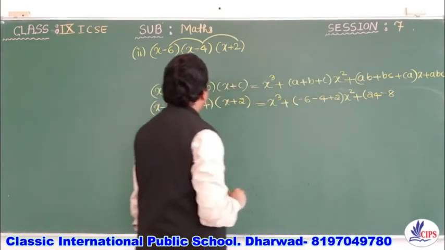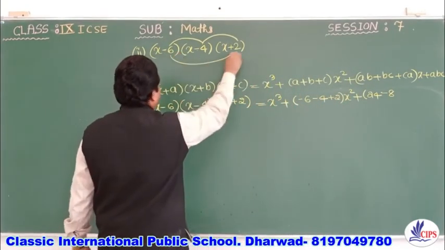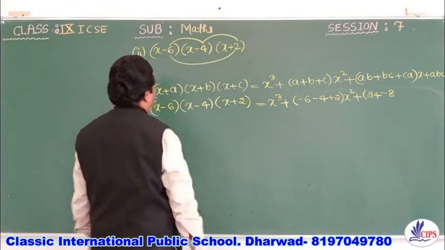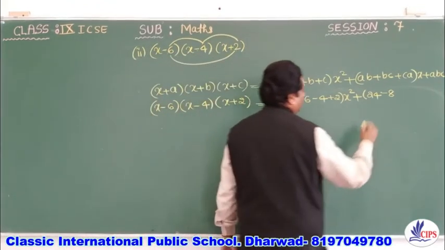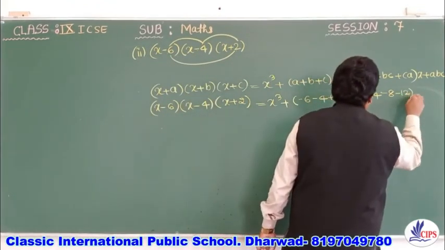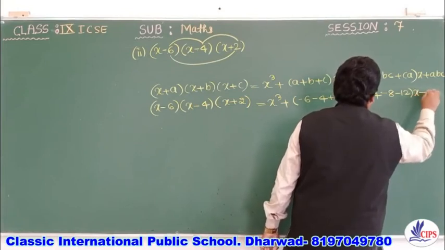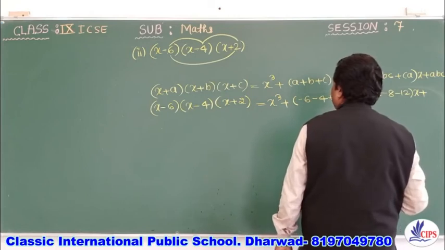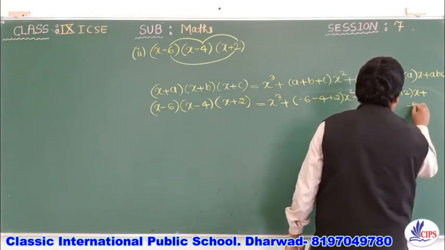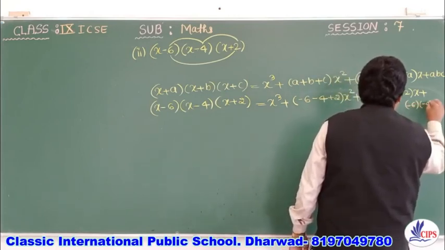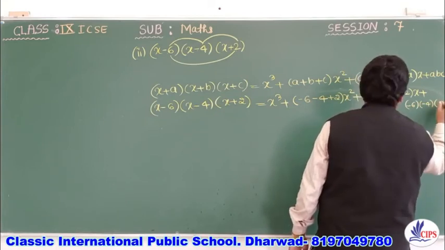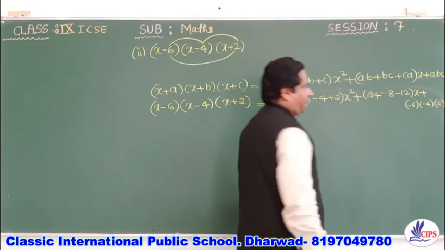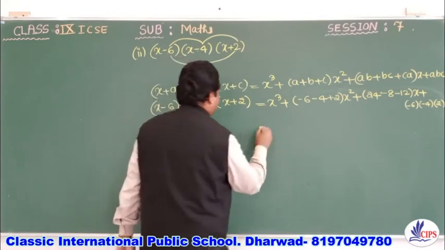Then CA. CA is what? Minus 6 into 2, 2 into minus 6. 2 6s are 12, that is minus 12. Right? Into x plus ABC. ABC means minus 6 into minus 4 into 2. Minus 6 into minus 4 into plus 2. Is that clear? Let us simplify.